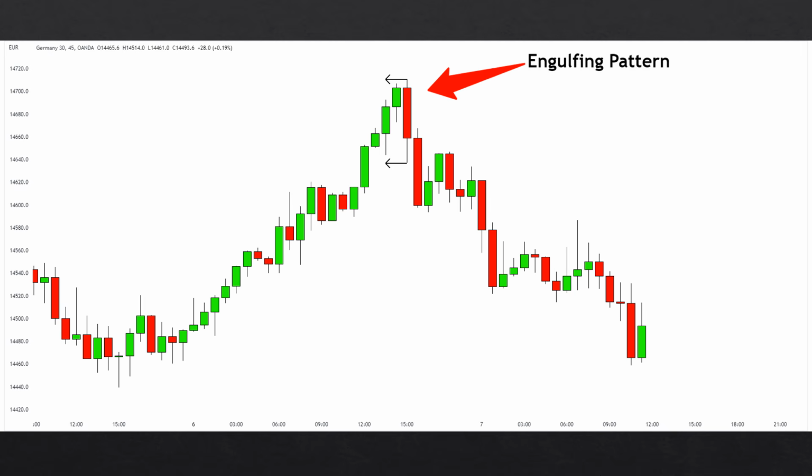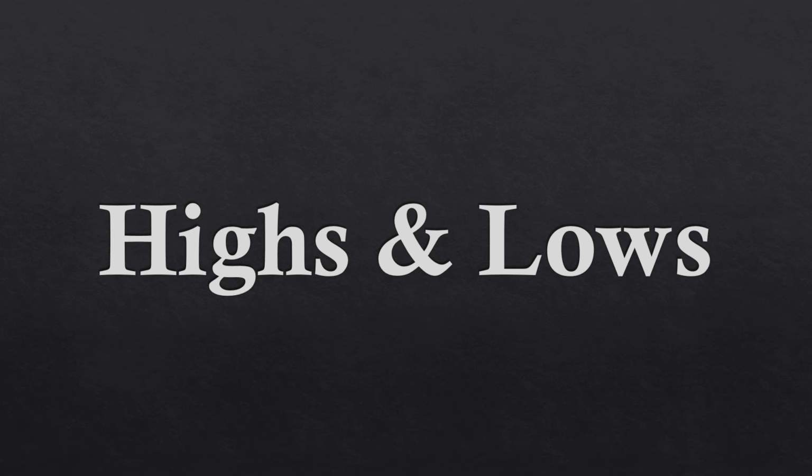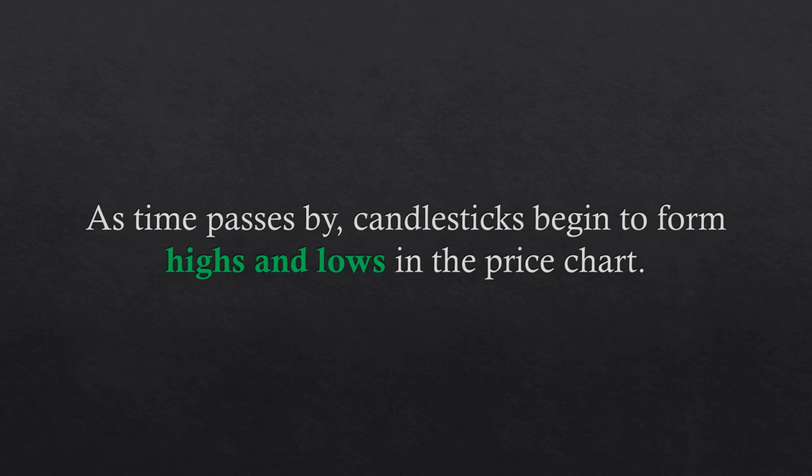This leads us to the idea of highs and lows. Anytime you open a price chart, two things become obvious right away. You notice that there are candlesticks in the chart, and that these candlesticks form peaks and valleys, or highs and lows. Your ability to recognize these highs and lows is essential for most good trading strategies out there.